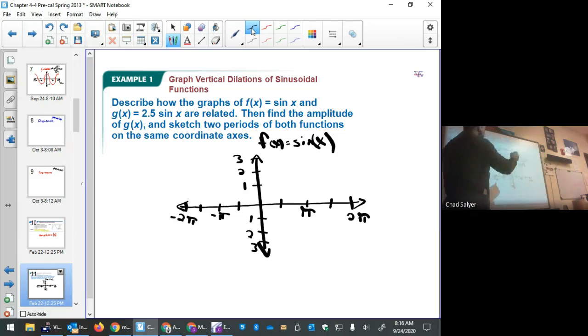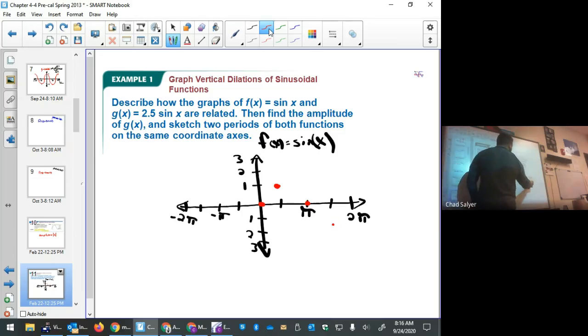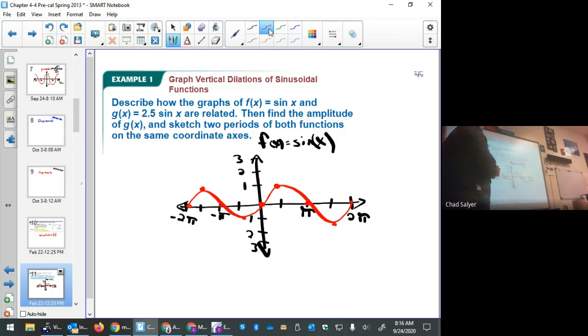So first of all, for the sine of x, we already know how that works. We just graph this bad boy. And then we do a smooth curve, of course. So there's sine of x.